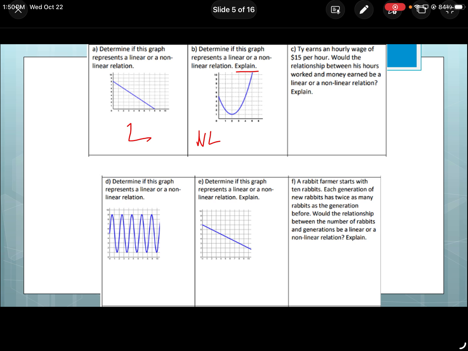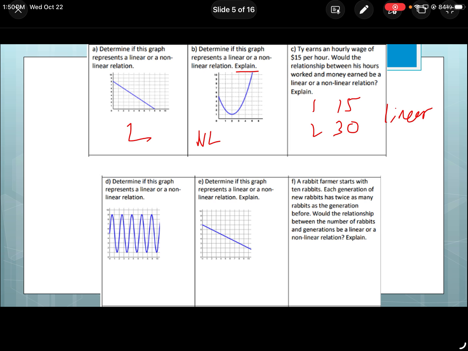It's not a line. Ty earns an hourly wage of $15 per hour. Would the relationship between his hours worked and money earned be a linear or nonlinear relation? It would be a linear relation because for every 1 hour, he gets $15. It's a linear relation. And you would say the same thing as earlier, as one goes up, the other goes up.